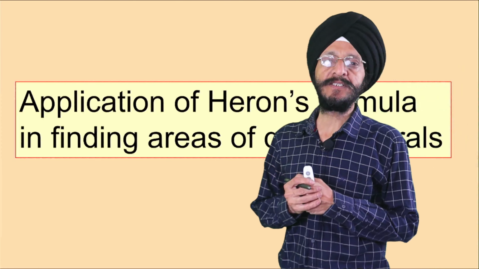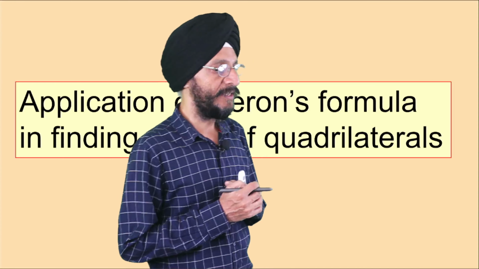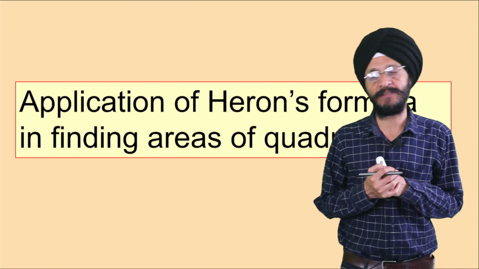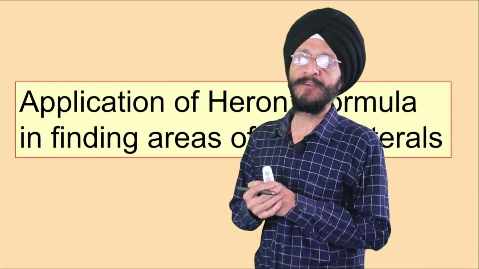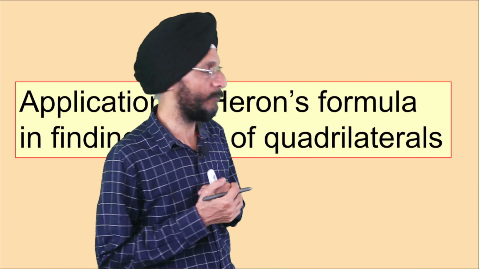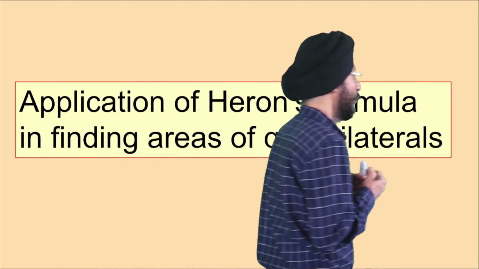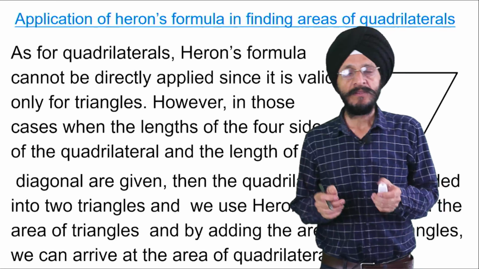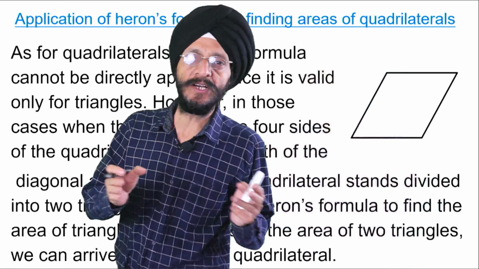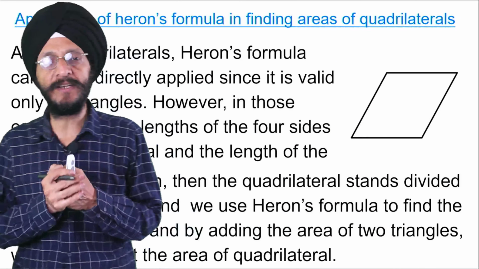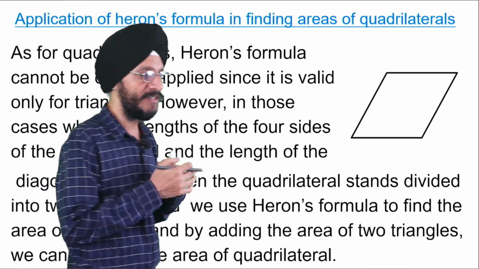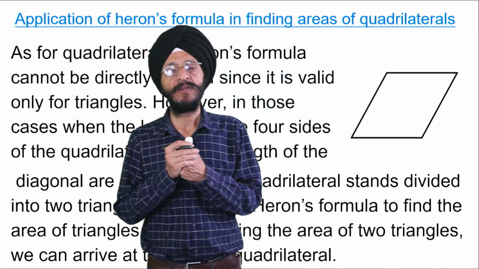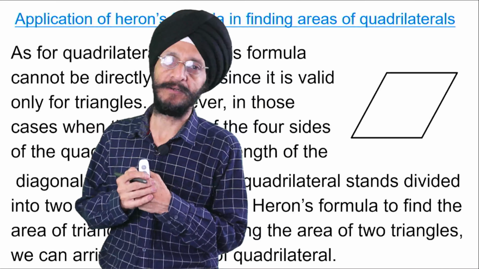Now we will understand the application of Heron's formula in finding areas of quadrilaterals. So far we have read that Heron's formula can be used to find the area of a triangle. Now whether the same formula can be used to find the area of a quadrilateral, the answer is that Heron's formula cannot be used directly to find the area of a quadrilateral.